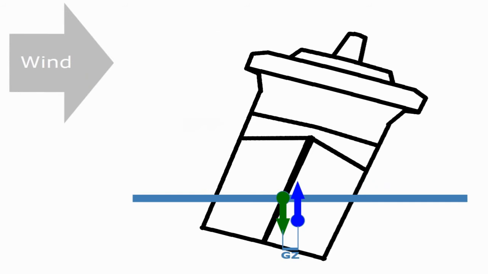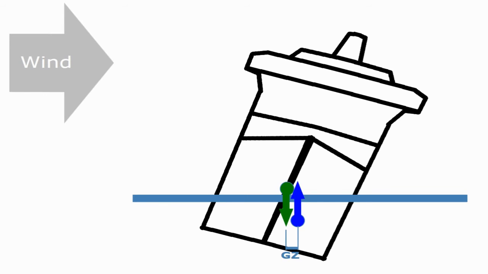How could wind capsize a ship, though? Well, it all comes back to the centre of gravity. If we raise that centre of gravity up, you'll notice that GZ arm has decreased. The distance between those two forces has decreased. So there's less force pushing the ship upright.